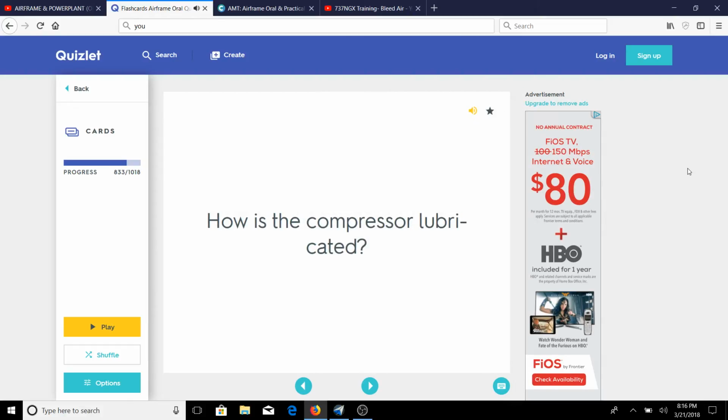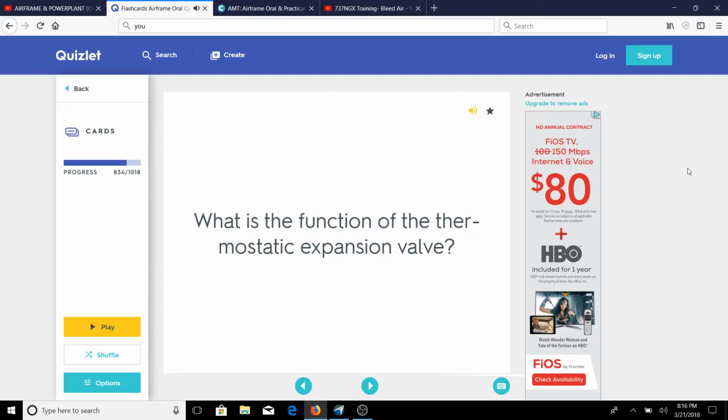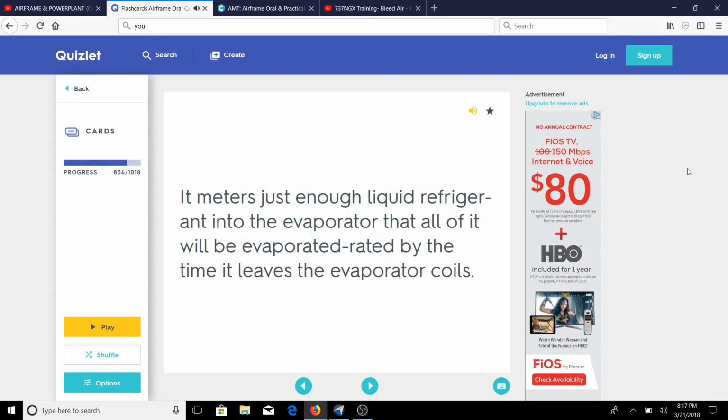How is the compressor lubricated? Refrigeration oil is mixed with the refrigerant and it circulates through the compressor and the entire system. What is the function of the thermostatic expansion valve? It meters just enough liquid refrigerant into the evaporator that all of it will be evaporated by the time it leaves the evaporator coils.